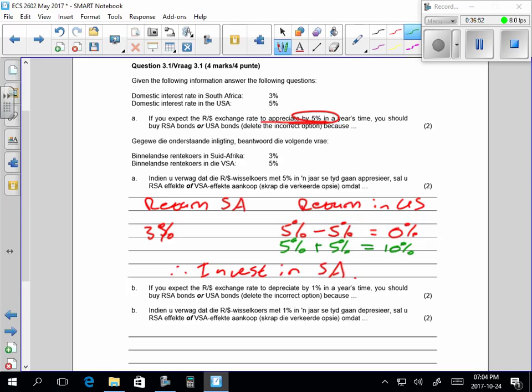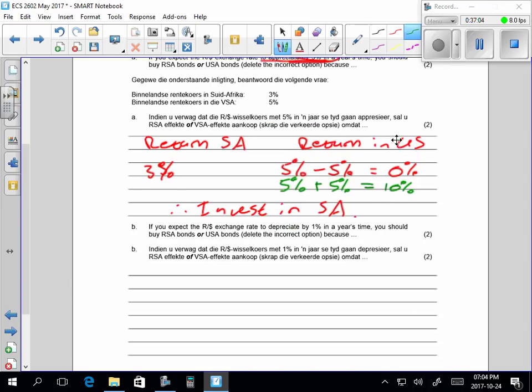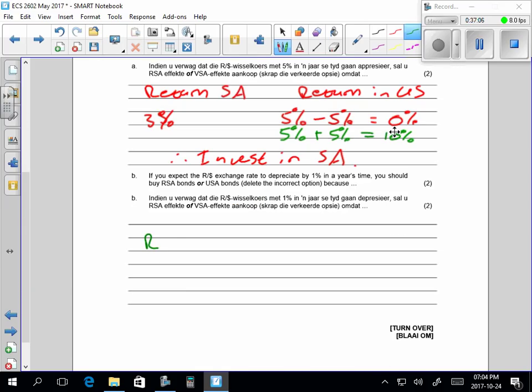Which is exactly what the next question is. So question B: if you expect the rand-dollar exchange rate to depreciate by 1% in a year's time, what should you do? So in that case, your return in South Africa would still be your 3%, and your return in the US would be your 5% that you get, plus the 1% depreciation in South Africa, which means a 6% return. Invest in US.